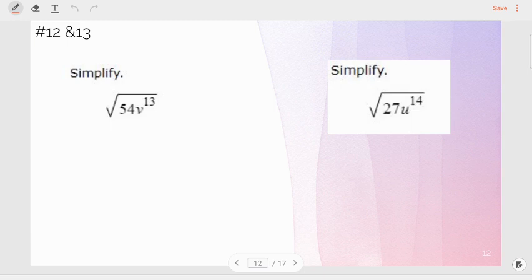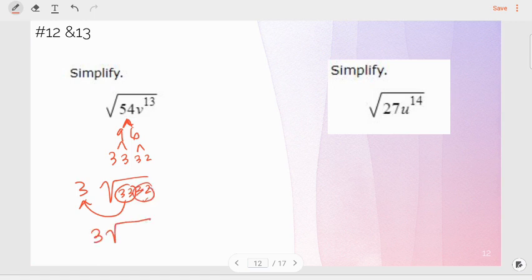All right, 12 and 13 are going to look like this. So I've got the number and a variable. So remember, I simplify my radical the same way as any other. I'm going to factor 9 and 6. 9 splits into 3 and 3. 6 splits into 3 and 2. I'm going to rewrite my radical 3, 3, 3, and 2. So I've got 1 pair of 3s, and these lonely 2 and 3. So on the inside, I'm going to remultiply those. So I'm left with 3 radicals of 6.